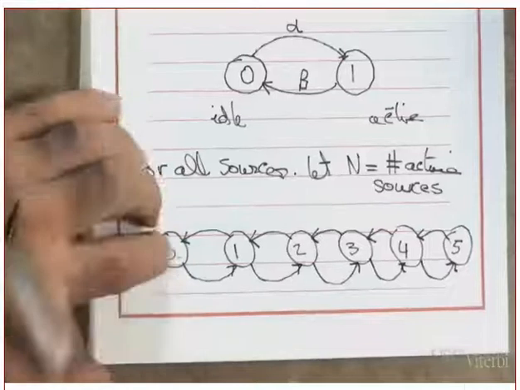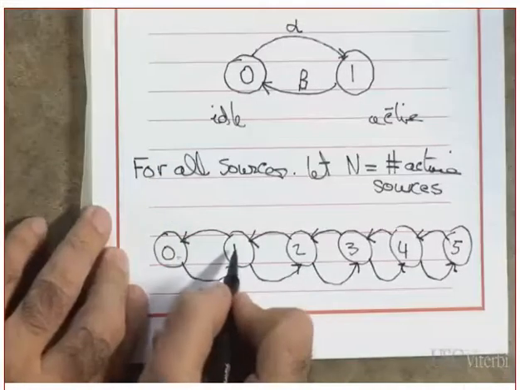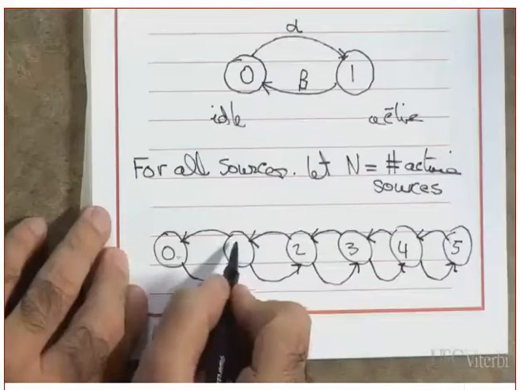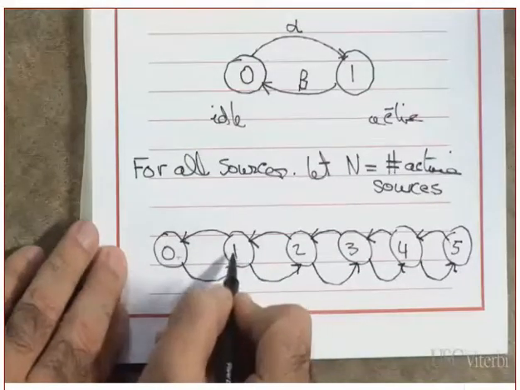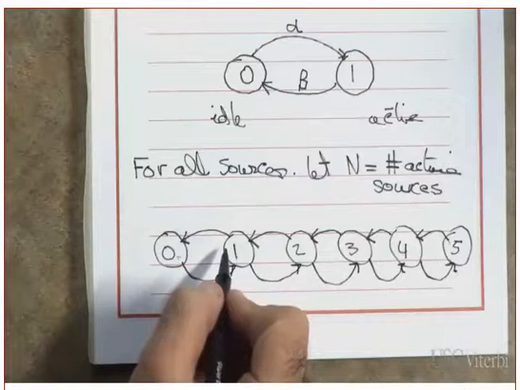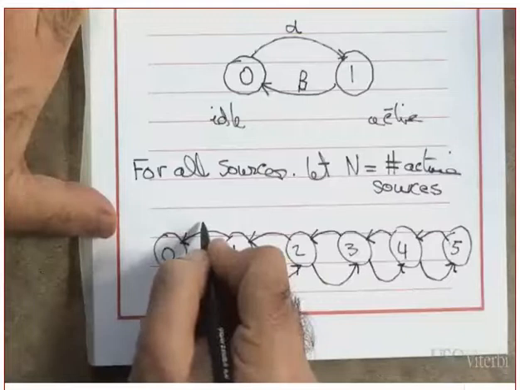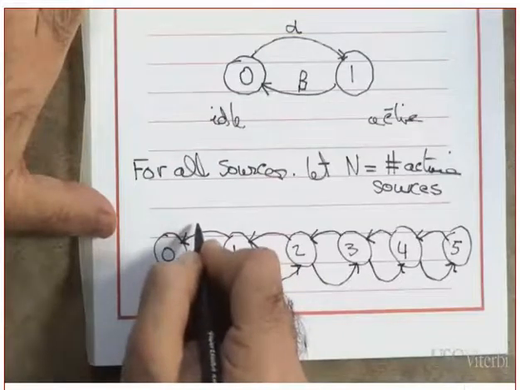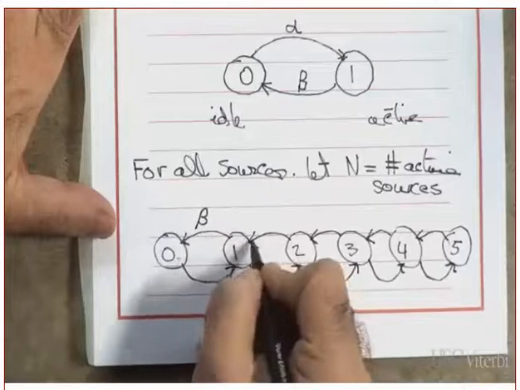Let's see if you can help me. Let's start with this one here. How many sources are active? 1. Now, when this transition goes to 0, what does it mean? It means that the active source has stopped talking, or has stopped generating traffic. Clear? So what do I write here? I write beta.